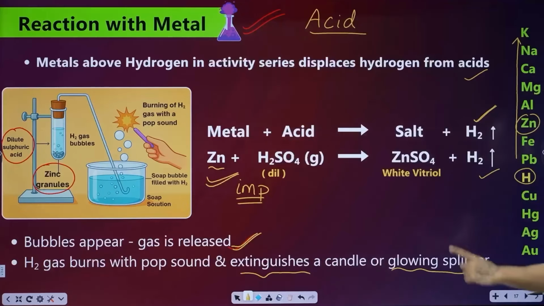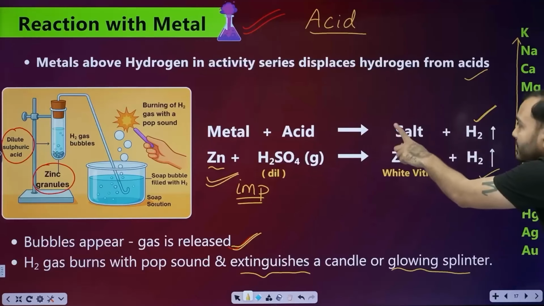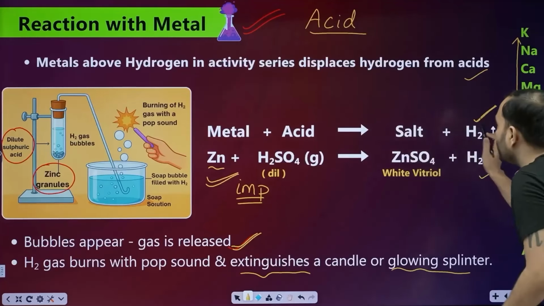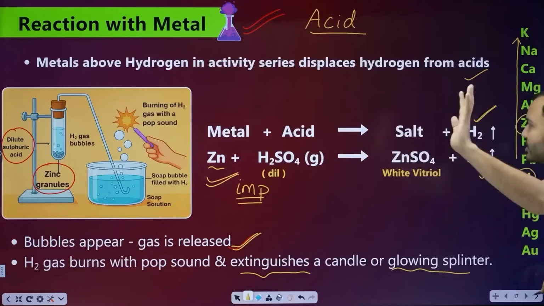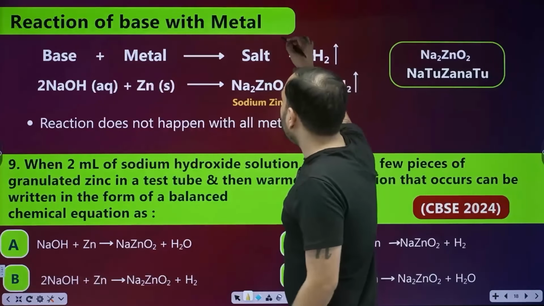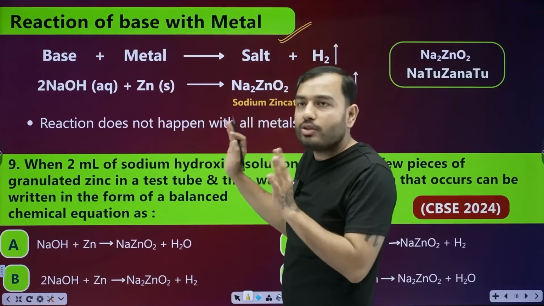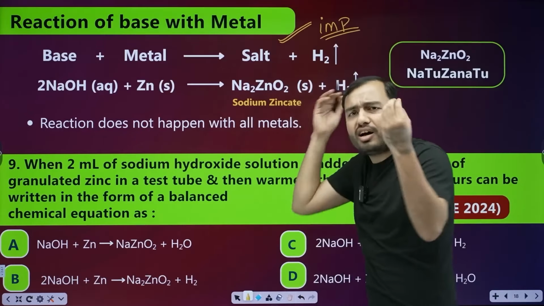Let's go. Zinc plus dilute H2SO4 gives hydrogen plus zinc sulfate. Metal plus acid gives salt plus hydrogen. This is salt. We will memorize about it. Don't take tension. Now, reaction of base with metal. You must memorize one specific reaction in this. This reaction is very important. It's asked every year.